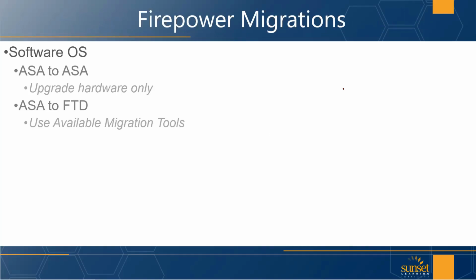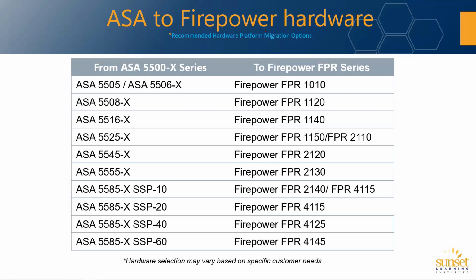And migrations, again, a couple of migrations. We can do ASA to ASA. That's fine. We're used to doing that. That's upgrade hardware only. Or then we can do ASA to FTD, and we have tools to help you go from the ASA configuration to the FTD configuration. Throwing this one in here is just kind of showing you the migration path, okay? So FTDs are the way of the future, and here's kind of, if you're running these versions, here's what version of the FTD you should look at.